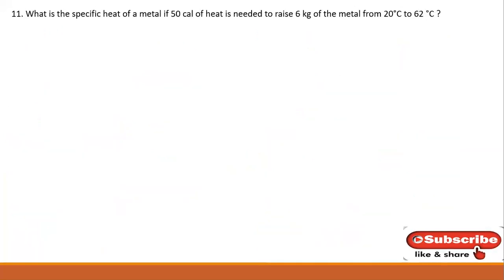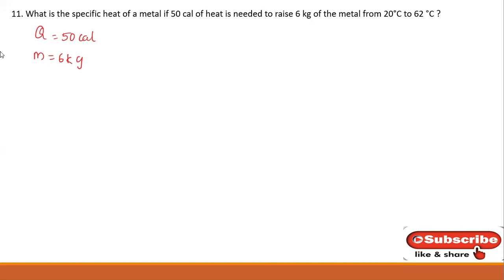Next question is, what is the specific heat of a metal if 50 calorie of heat is needed to raise 6 kilogram of the metal from 20 degrees Celsius to 62 degrees Celsius? We want to find out the specific heat. 50 calorie of heat, that is Q, is given. Q is equal to 50 calorie. Mass is given as 6 kg. Mass M is equal to 6 kg.